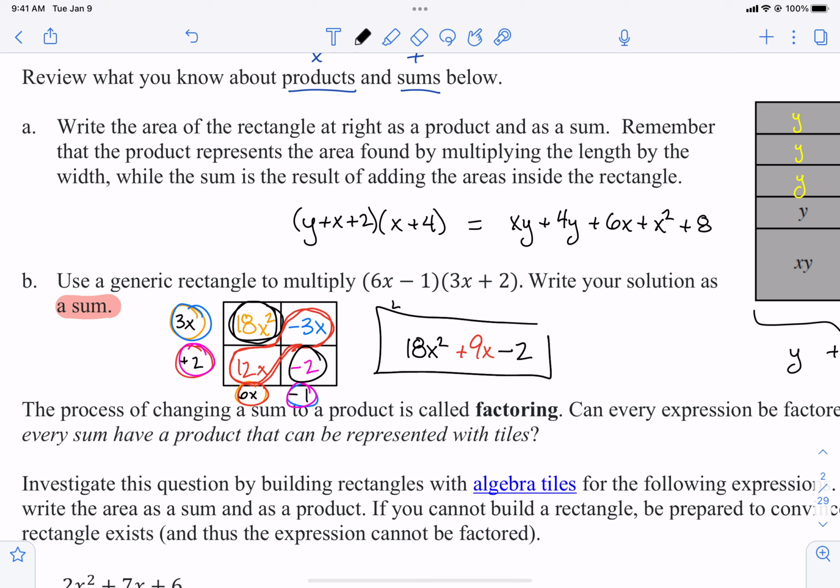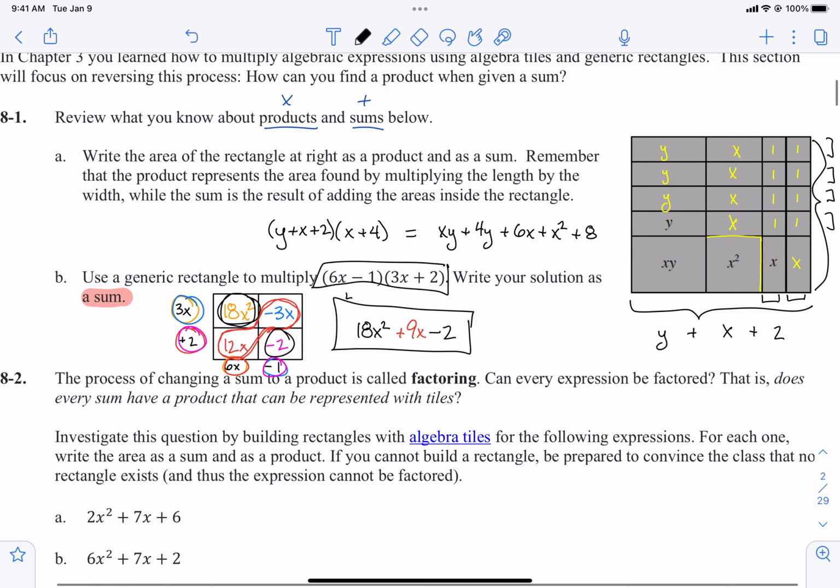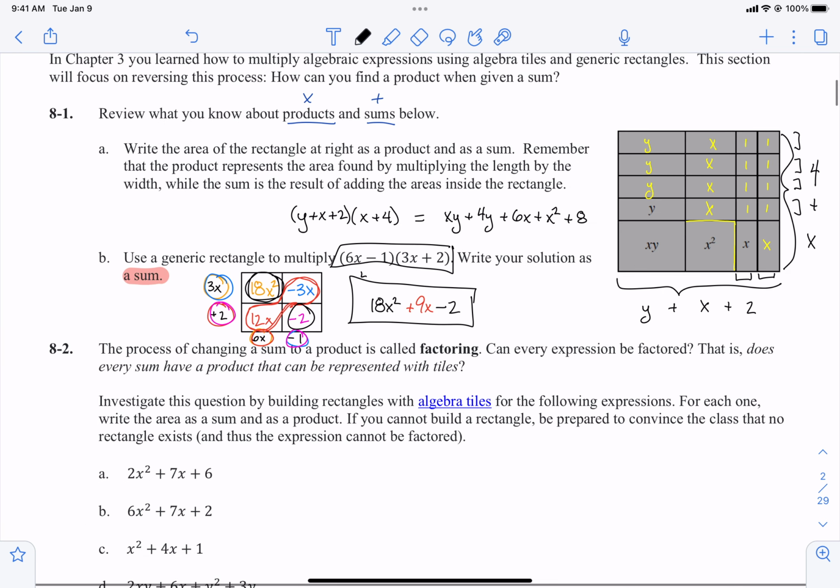So this would be our area written as a sum, and up above, you can see what our area was when it was written as a product. Hopefully, that helps refresh you a little bit. Now, the big idea of this chapter is going to be on what we call factoring. Factoring is the process of changing a sum into a product. That is what we call factoring.